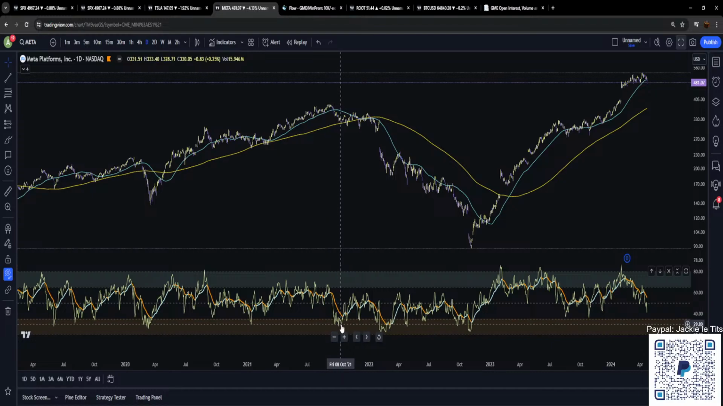Typically when you see the RSI inside, it can't just touch and go out. It has to spend some amount of time inside of the bear control zone in order for bears to actually have control of the price. And then the same thing is said for the bull zone.